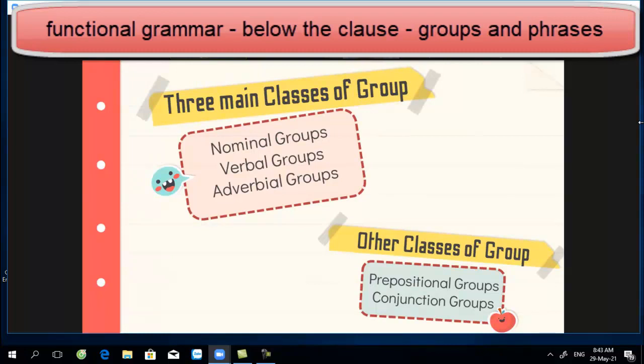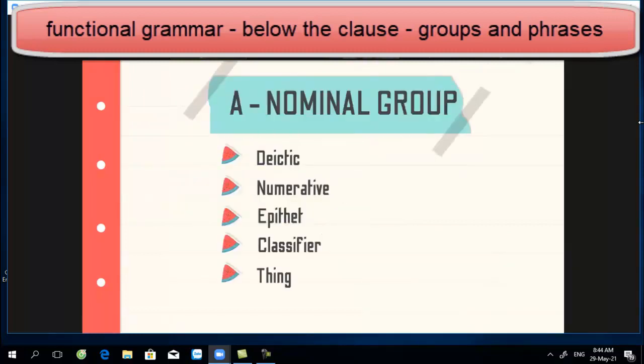There are some main classes of group, and in this chapter we will go through three main classes of group, including nominal groups, verbal groups, adverbial groups, and the other classes of group, including prepositional groups and conjunction groups. In the nominal group, there are several functional components. They are deictic, numerative, epithet, classifier, and thing.